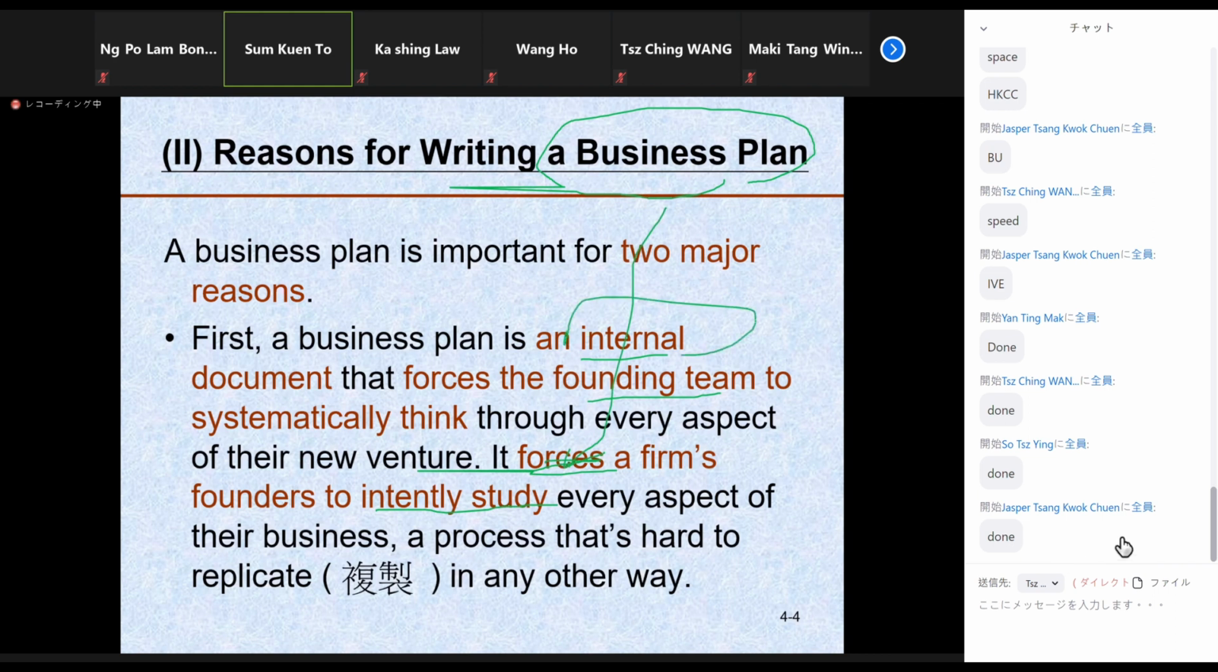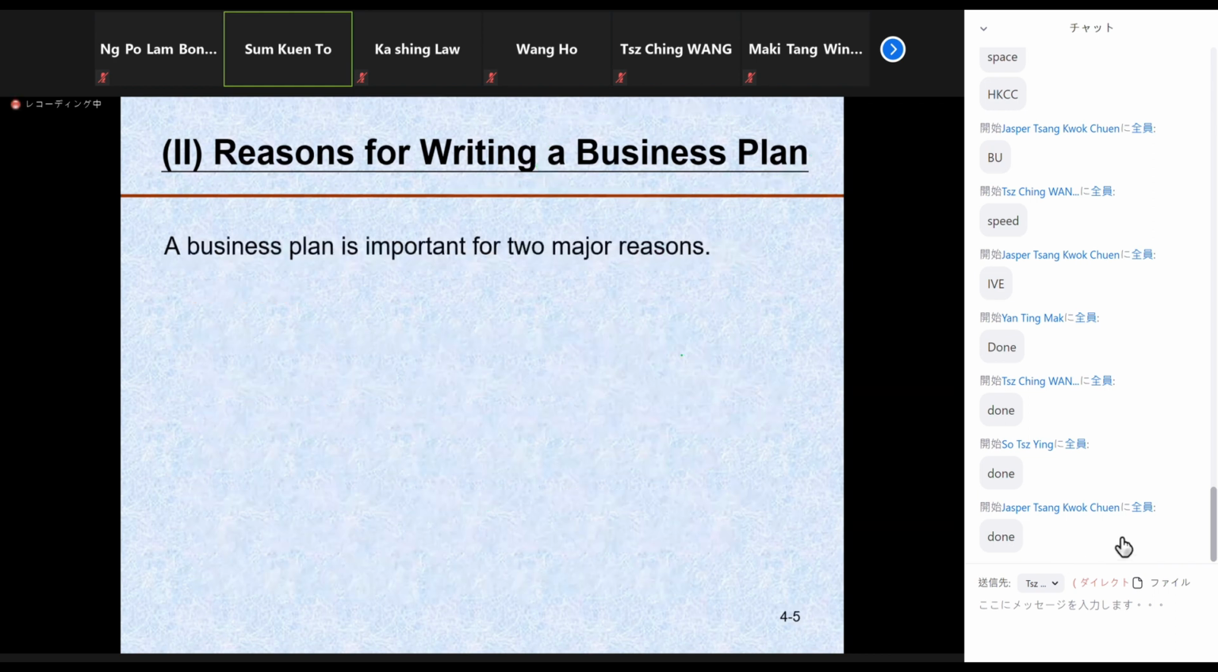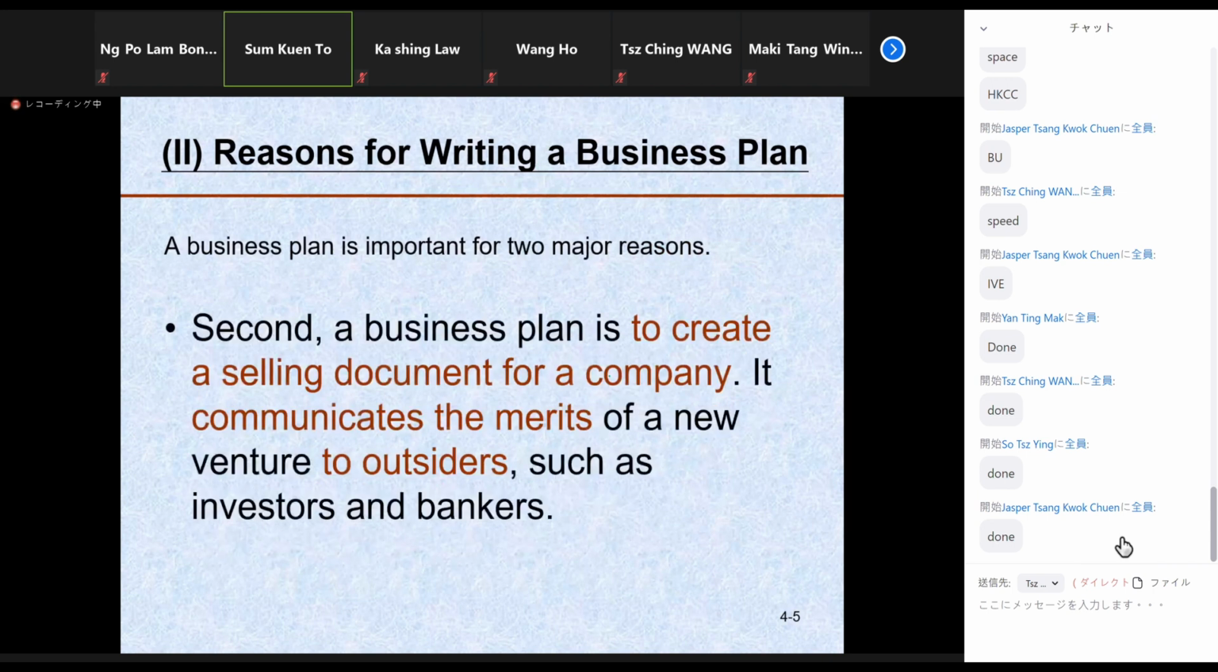And for the business plan, apart from internally, we are also talking about external. Of course, external. Pointer, where am I?